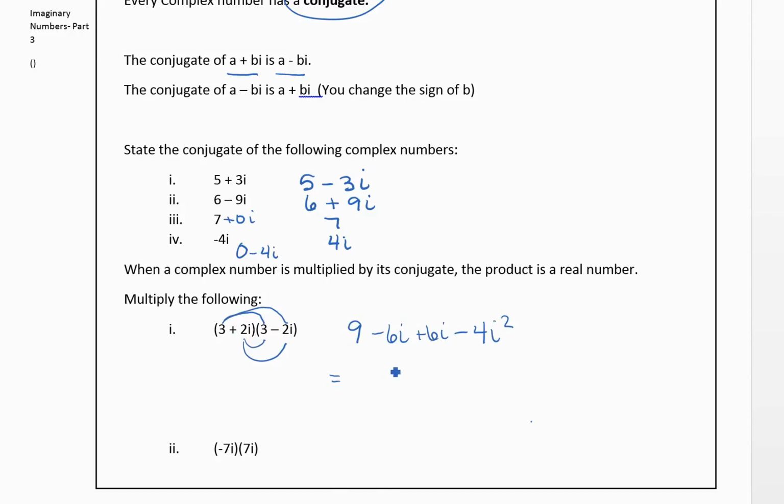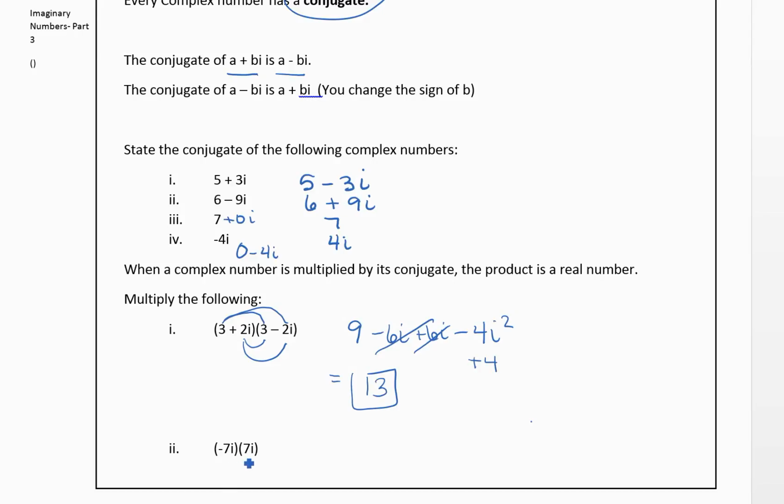If you've multiplied a conjugate correctly, your middle two terms, negative 6i plus 6i, will cancel out. Remember, i squared is equal to negative 1, so this minus 4 times negative 1 becomes plus 4. So we have 9 plus 4. Our product is equal to 13. Okay, let's do one more.